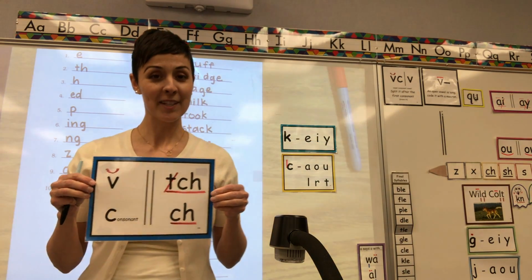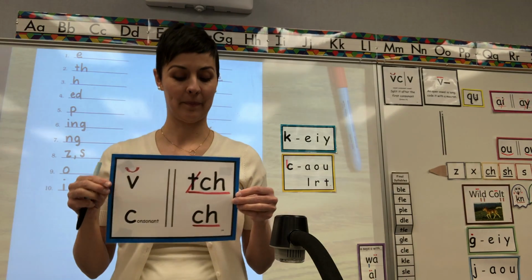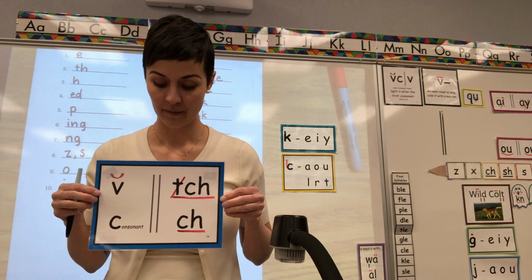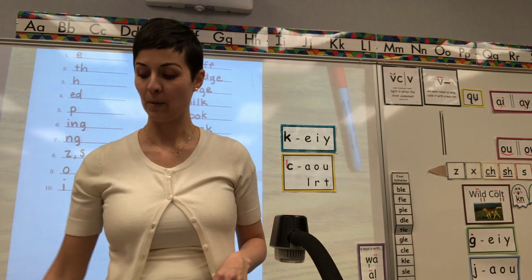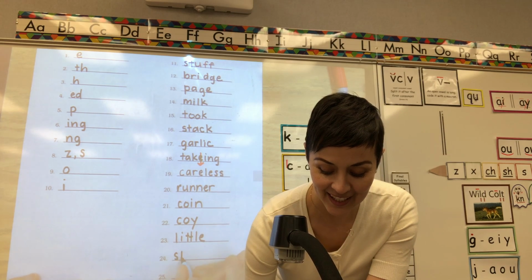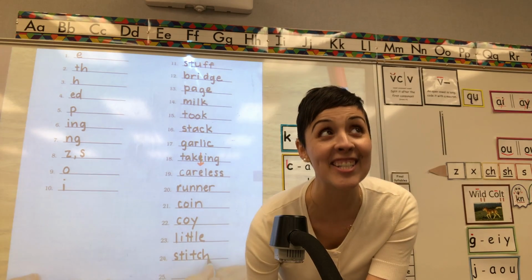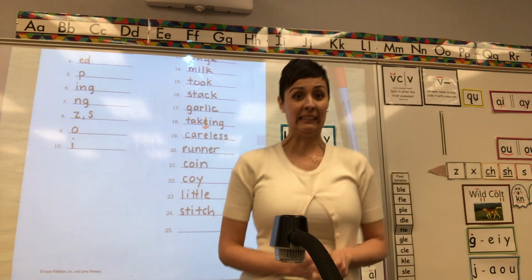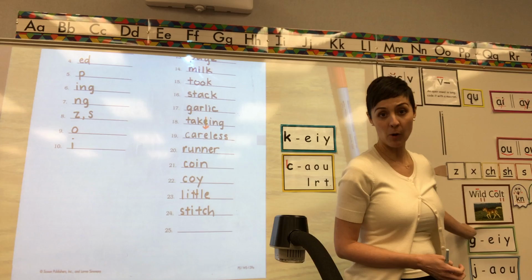Number 24. Let's see if you still remember the ch rule. Spell for me the word stitch. What word? Stitch. Okay, can we try it? Starting S-T. Ready? S-T-I-T-C-H. T-C-H after short vowel I. Nice job. Okay, we're on the last one. Do you realize that? Holy moly.